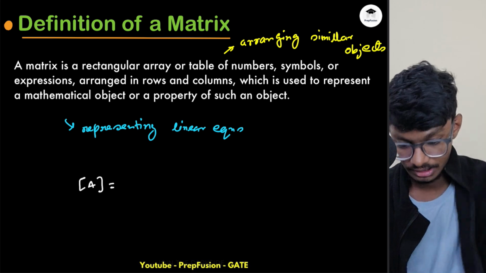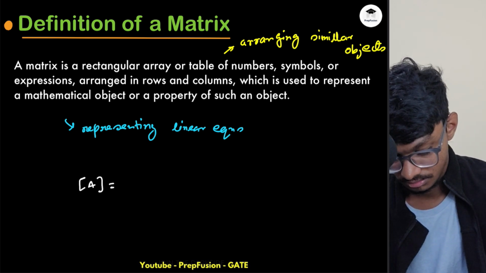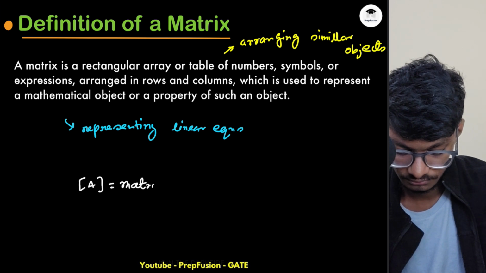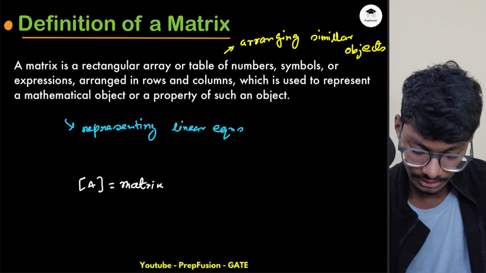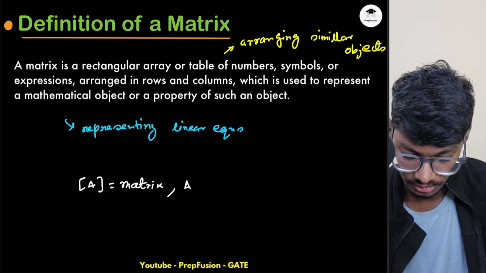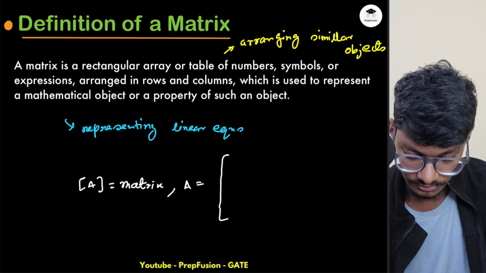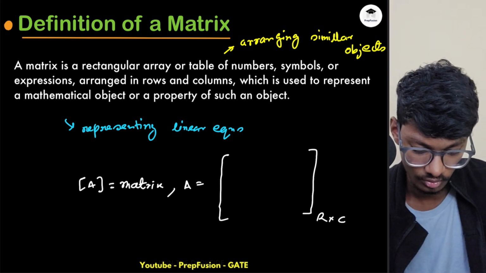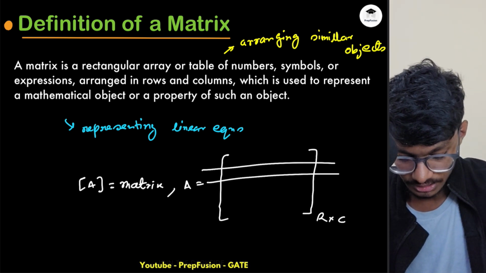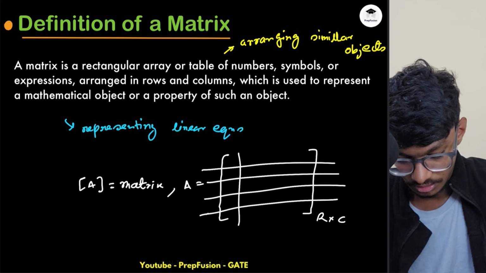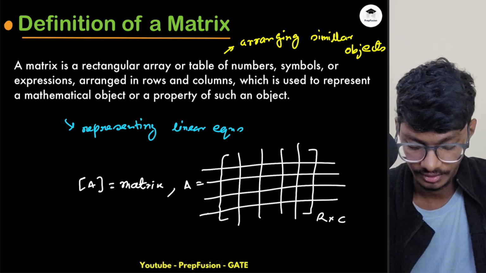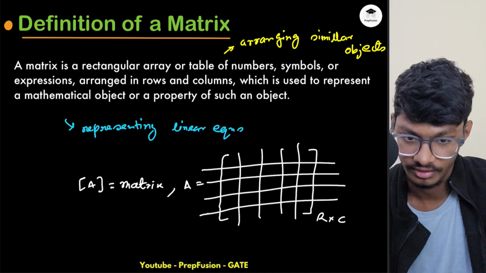So basically A is a matrix, and here we represent our matrix in terms of rows and columns. Rows and columns, and it is arranged like this, an array of elements, right? If you know this, well and good. So here how many columns we have? 1, 2, 3, 4, 5 columns.